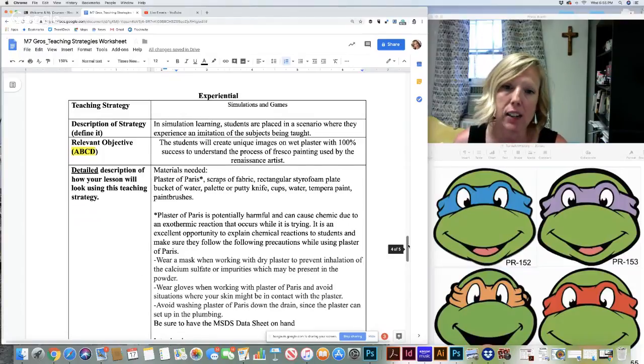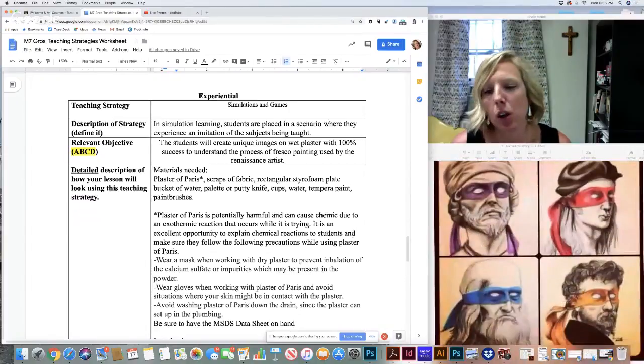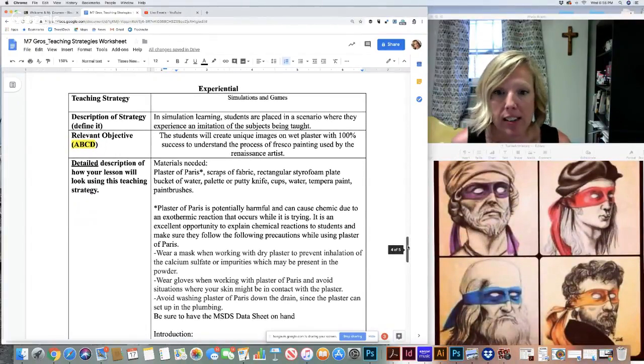I like this strategy because it provides them the opportunity to really, I've explained to them what a fresco painting is, but because they're younger, they don't necessarily understand building materials. So they don't get to know what a fresco painting really is. So this is just a fun way for them to experiment with that. And it's a simulation. I'm sorry, I didn't say that. The strategy is a simulation.